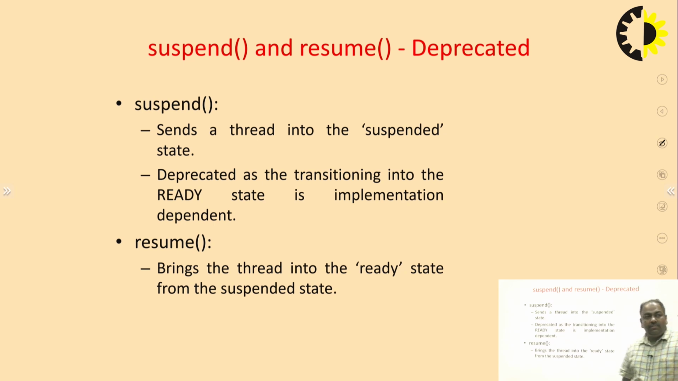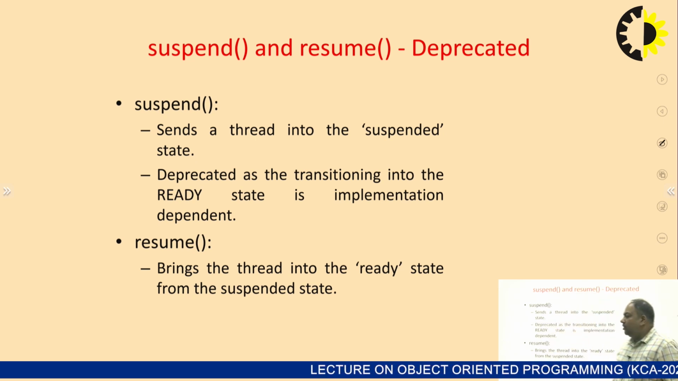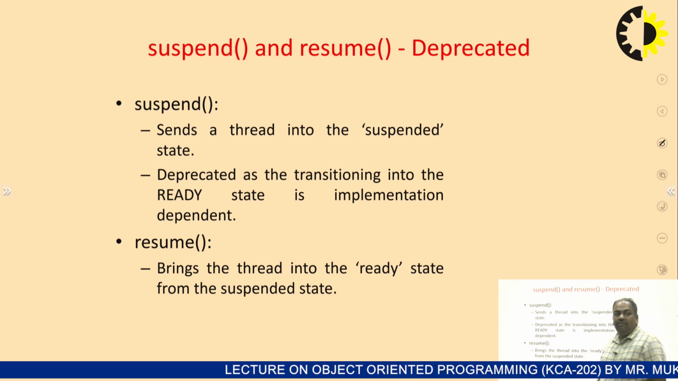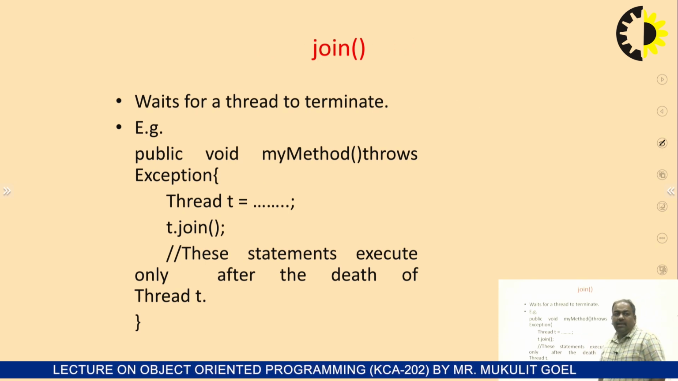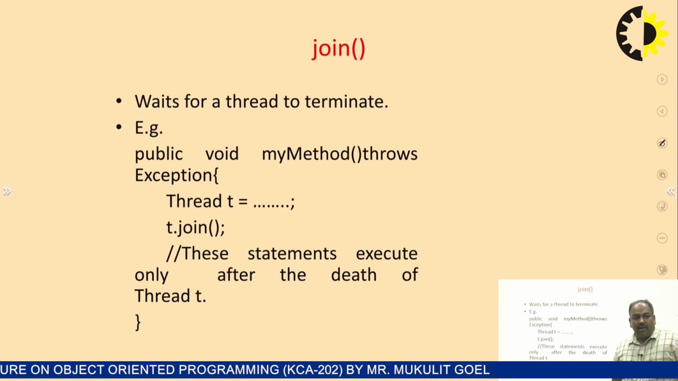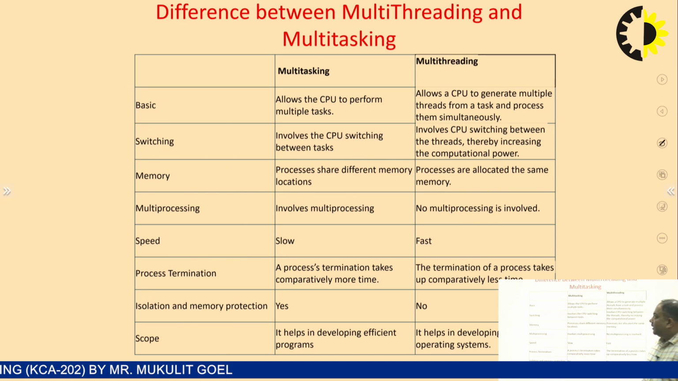Next, suspend and resume. Suspend means send the thread into the suspended state. After the suspended state, the thread starts from the ready state, and resume brings the thread into the ready state from the suspended state. These two methods we use together: first we suspend and then we resume. Next is join. Join method is used to wait for the thread to terminate, and it will be executed only after the death of the thread.